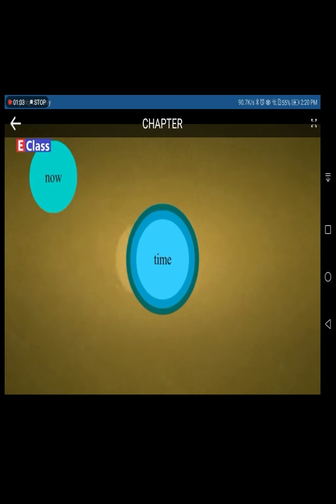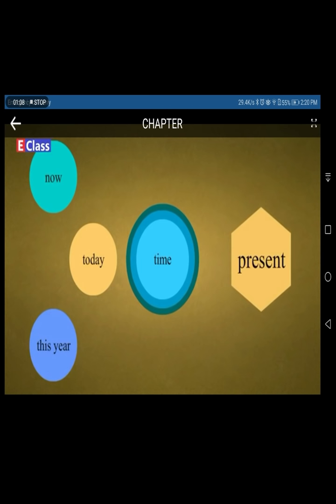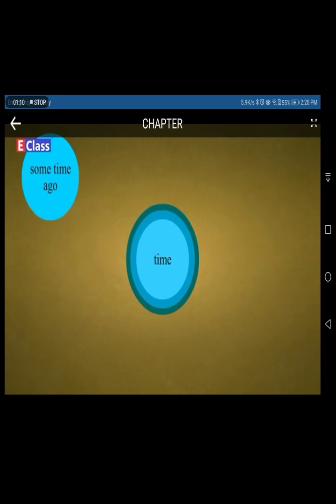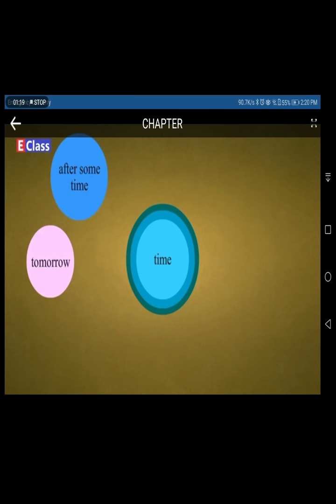Now and today are terms that indicate the present. Some time ago, yesterday, and last year are terms that indicate the past. After some time, tomorrow, and next year are words that indicate the future.